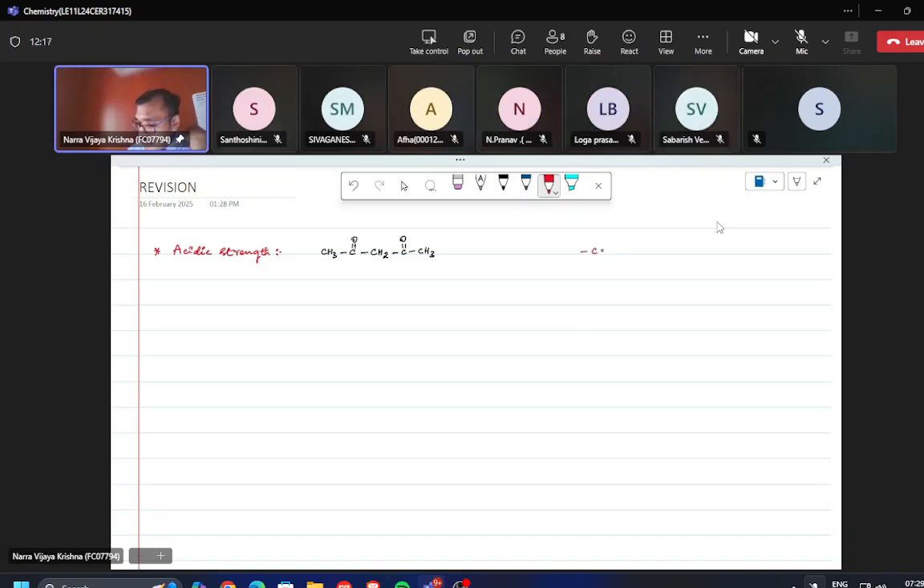I have taken C double bond O. The meaning of this is, here I have one carbon chain. On that carbon chain, one carbon is connected to a more electronegative atom via multiple bonds. Then I call this an electron withdrawing group or minus M group. Clear? Any questions in it?